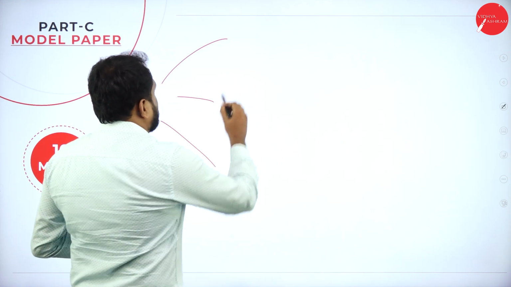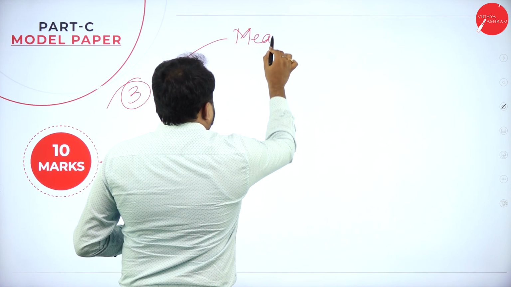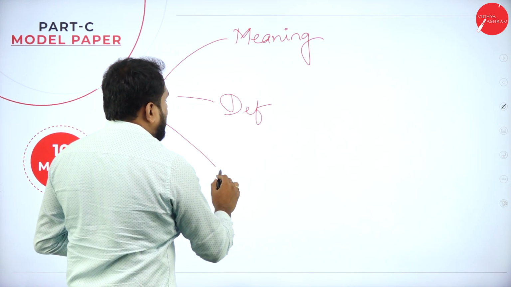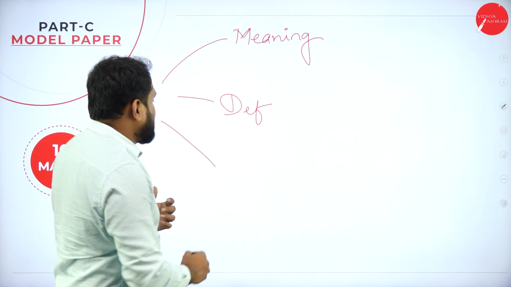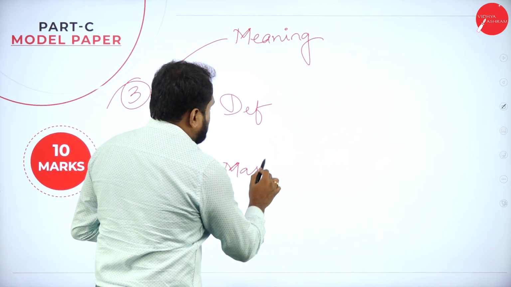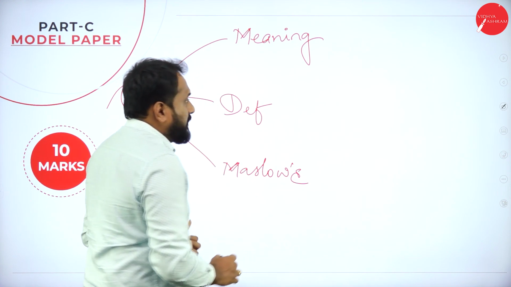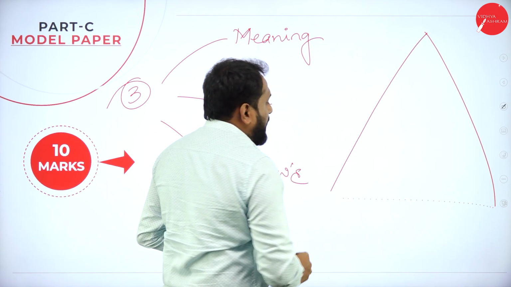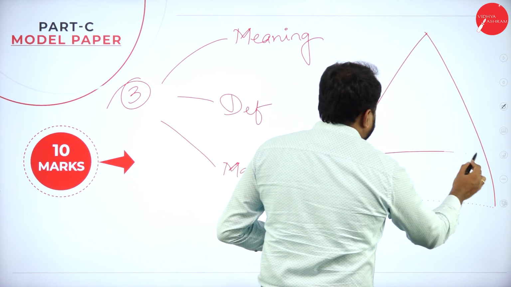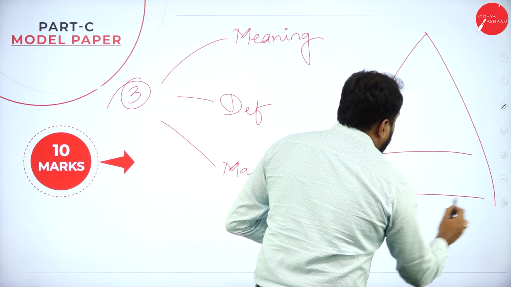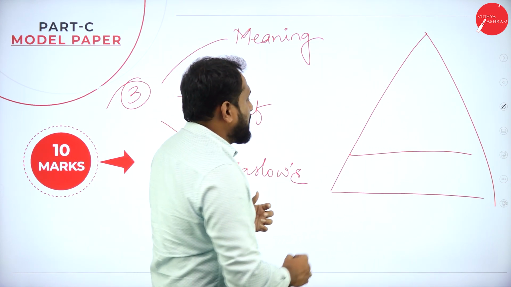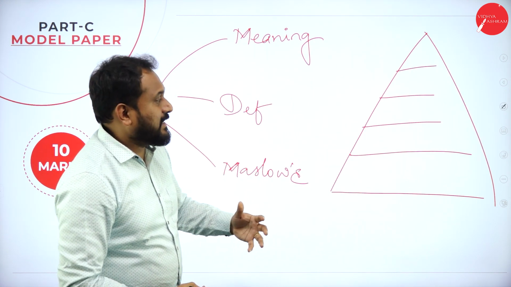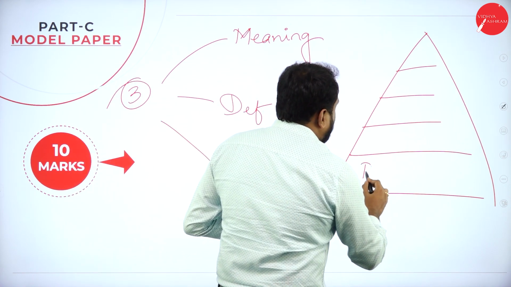Now understand this. First, you write the meaning. After that, you write the definition. Then you go with what the question is asking. For example, Maslow's motivation: half of the page you draw the triangle. Here, the first level is physiological needs. Then you have safety needs, social needs, esteem needs, and then self-actualization. So whatever Maslow is telling you about physiological.